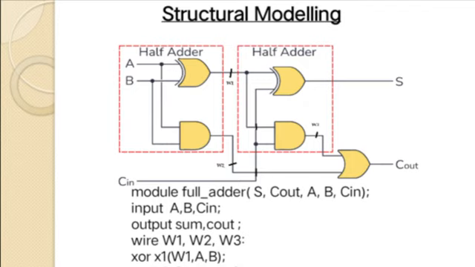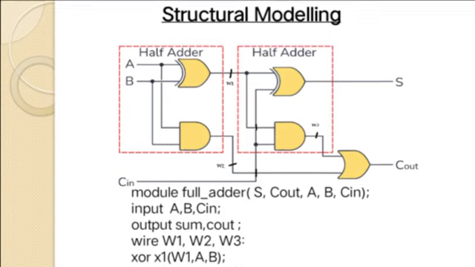Here the module has S and C out, that is the output, and A, B, C in, that is the input. We are going to describe the inputs A and B and then the outputs sum and carry. The wire is nothing but the signal between output and input, that is, wire 1 is connected between XOR gate 1 and XOR gate 2. Therefore we are giving it by wire.